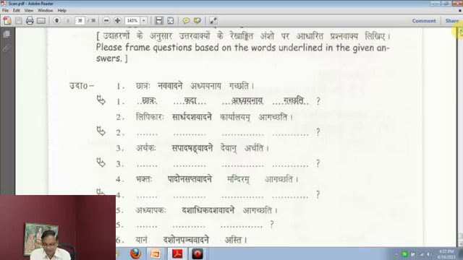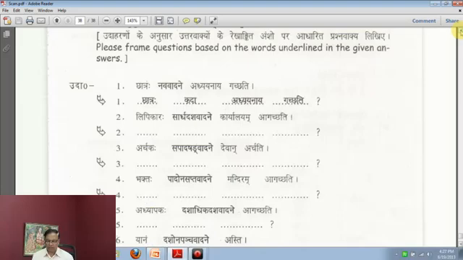Second one. Lipikaraha sardha dashavadane karyalayam agacchati. Lipikaraha, the clerk, comes to office at what time? At 10:30. Sardha dashavadane. So you make it an interrogative sentence. Lipikaraha kada karyalayam agacchati. Lipikaraha kada agacchati. Sardha dashavadane lipikara karyalayam agacchati.